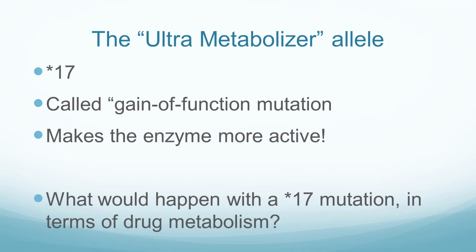This last slide in part 1 has to do with something called the star 17 allele. So we've talked about star 1, star 2, star 3, and now we're going to talk about star 17. This is called the gain of function mutation, which makes the enzymes much more active. It's kind of the ultra metabolizer allele.